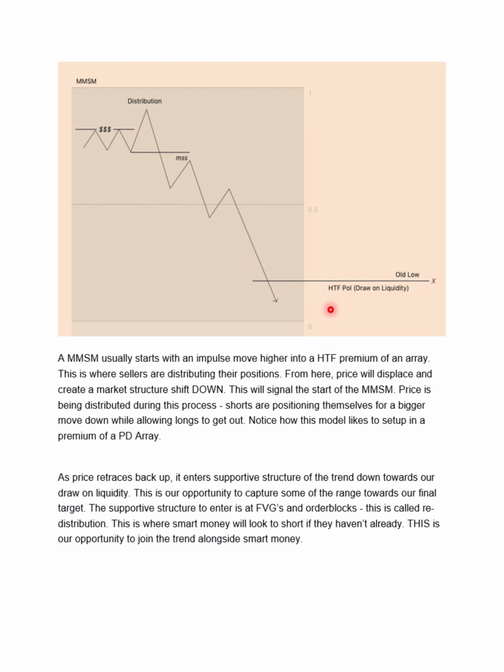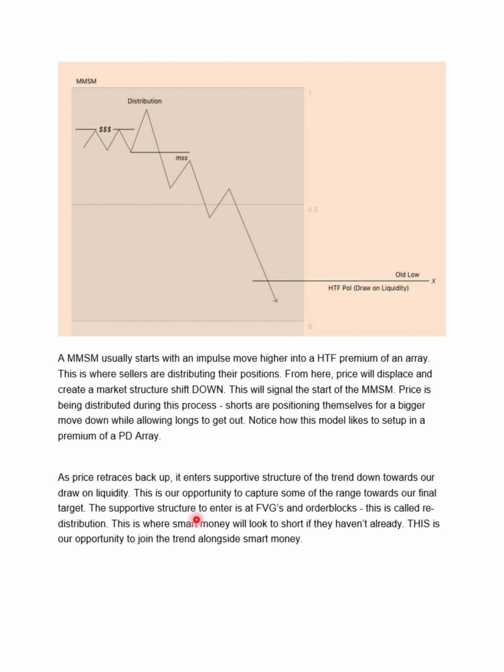I told you the external range liquidity happens on the higher time frame, and the higher time frame is where we basically have our extreme points of interest. Okay, as price retraces back up, it enters supportive structure of the trend down towards our draw on liquidity, what we call external range liquidity. This is an opportunity to capture some of the range towards our final target.